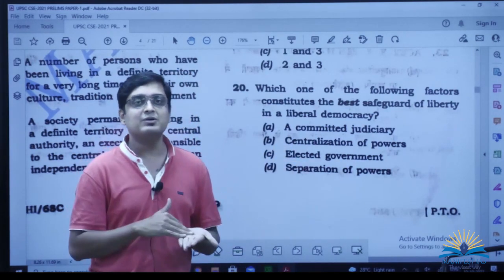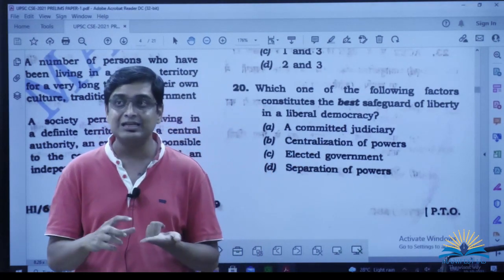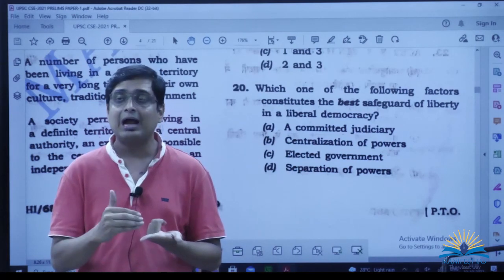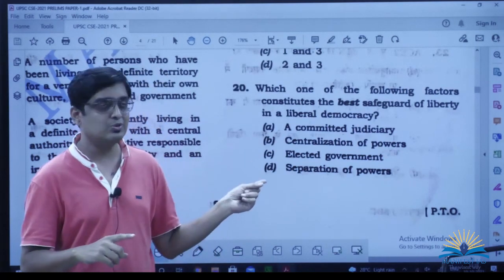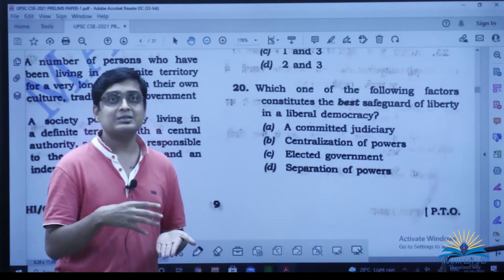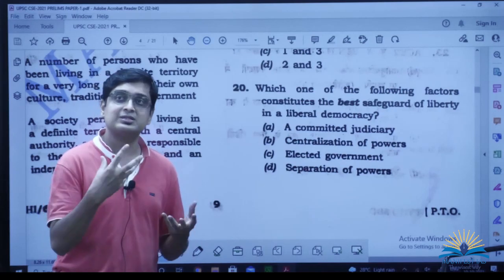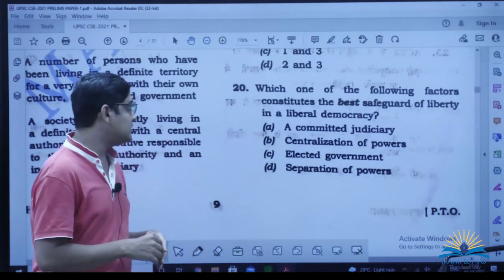This should be reversed. It should be independent judiciary. If there is an independent judiciary and an executive which is directly elected by the people, which could be a majoritarian government, that can only be checked by an independent judiciary, that is incorrect. Centralization of powers is also incorrect, because excessive centralization of powers will further strengthen the executive, which is already majoritarian, so that is also incorrect.